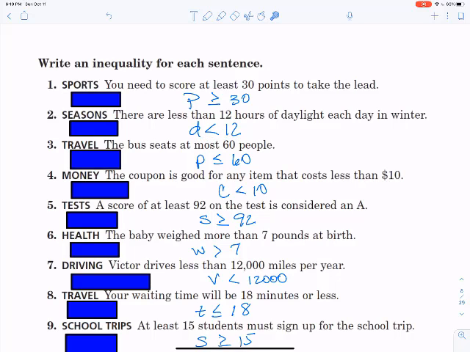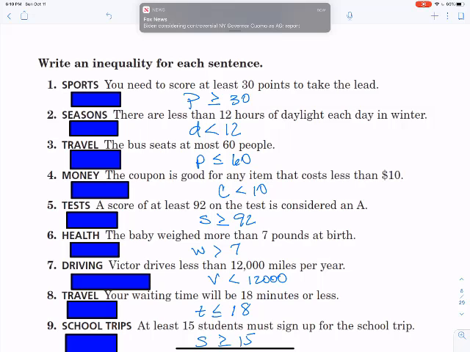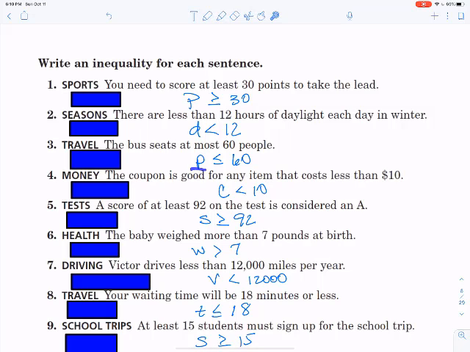Okay. Number 3, the bus seats at most 60 people. So you can go up to 60, but you can't go to 61 or 62 or 63 because you'd be too full. So again, what I did was I chose P for my variable for people, and it says at most 60, so that would mean that it would be less than or equal to 60. Okay. Number 4, the coupon is good for any item that costs less than $10. So I use C for coupon, and it's got to be less than $10. So that would be my inequality.